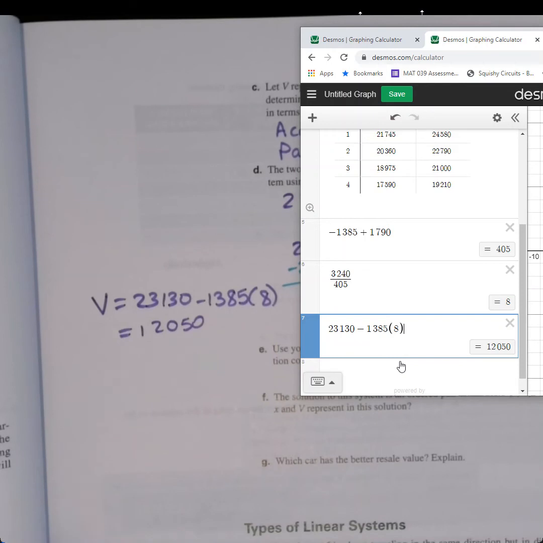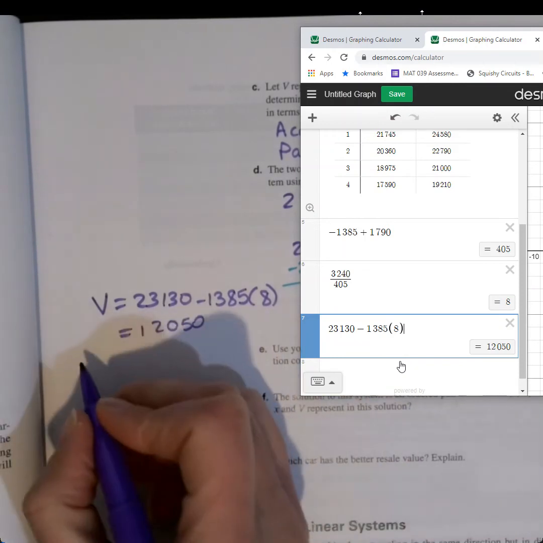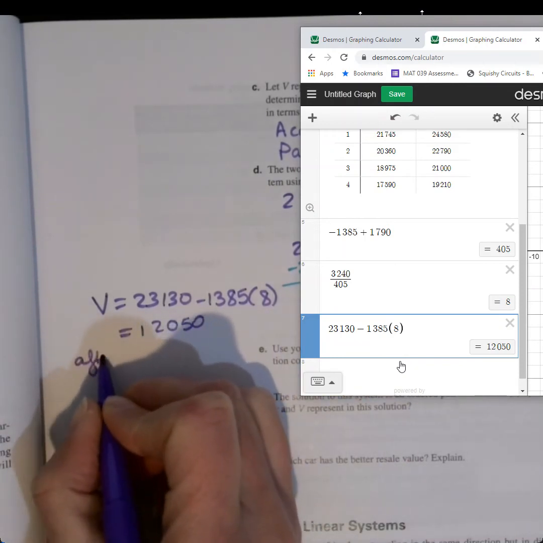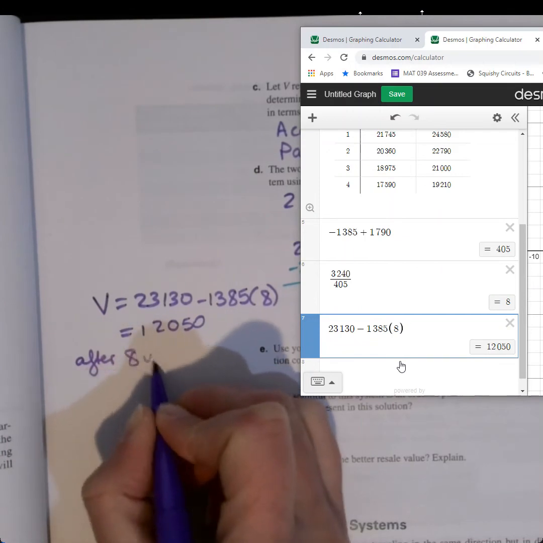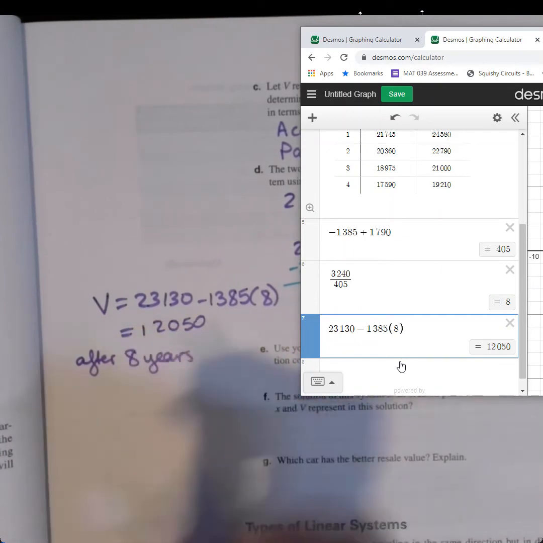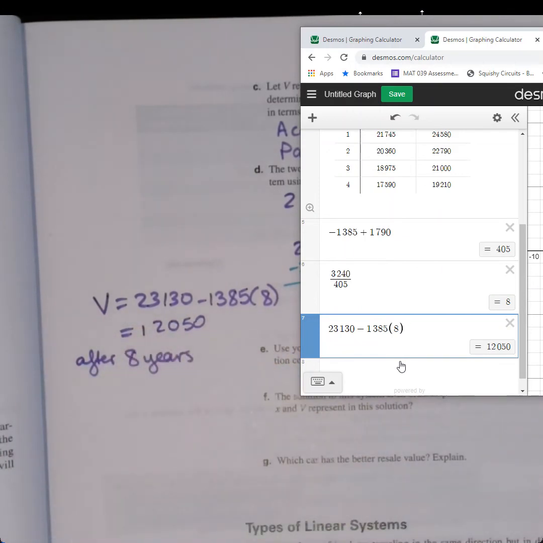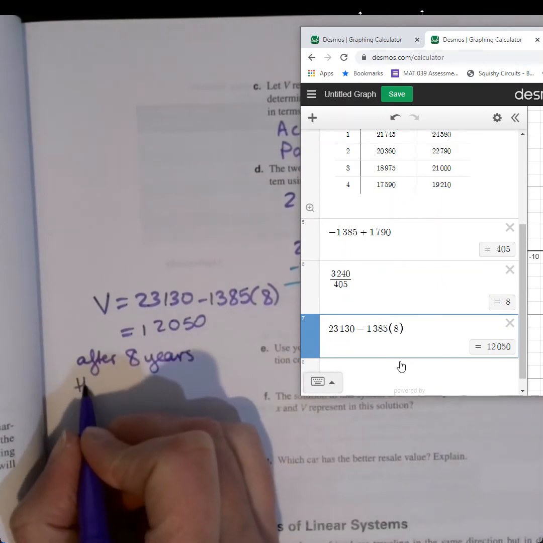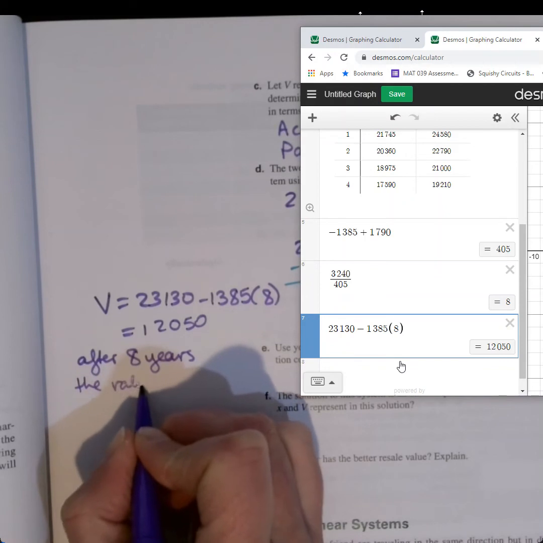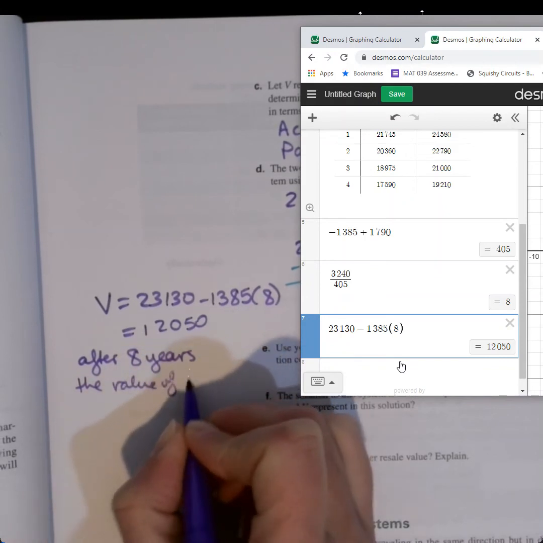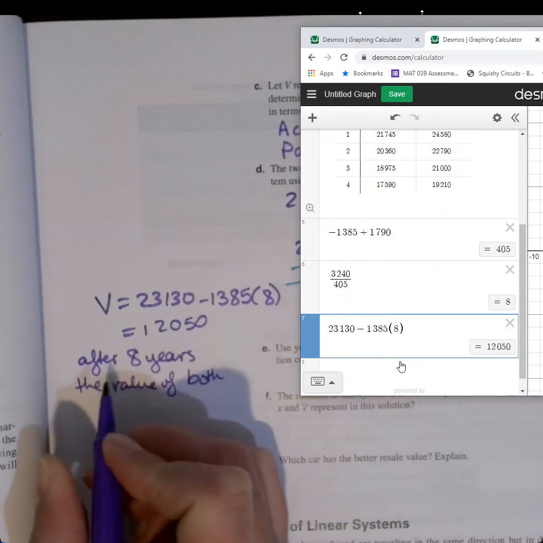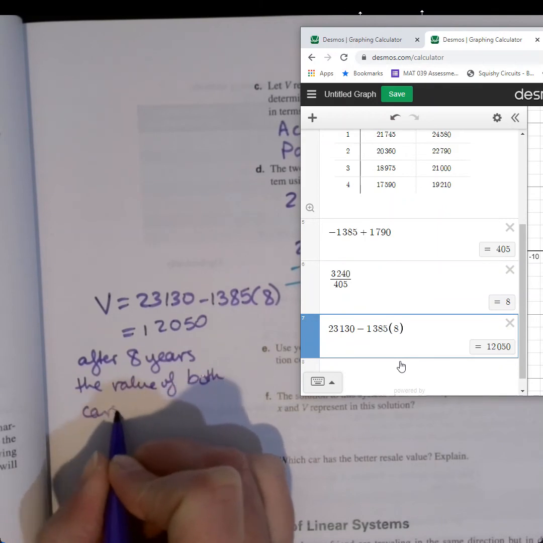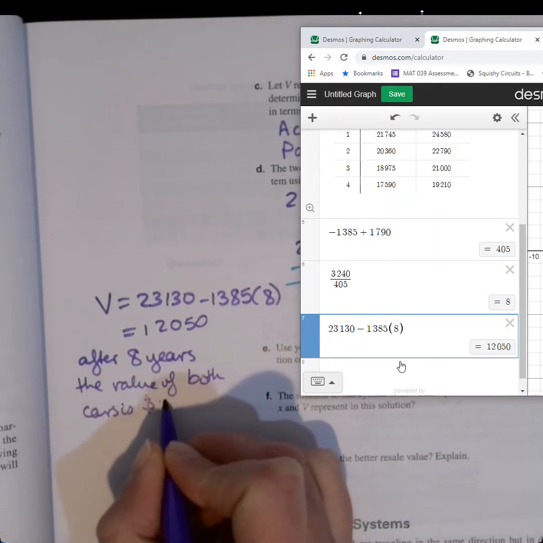So the solution here is, I'm going to write in my sentence, so after 8 years, let me get rid of that decimals graph for a second. No, I'm going to keep it because I need it for part E. After 8 years, the value of both cars is $12,050.